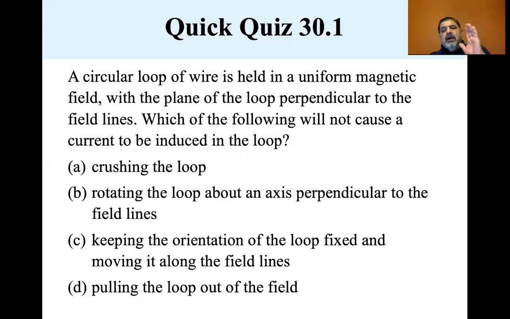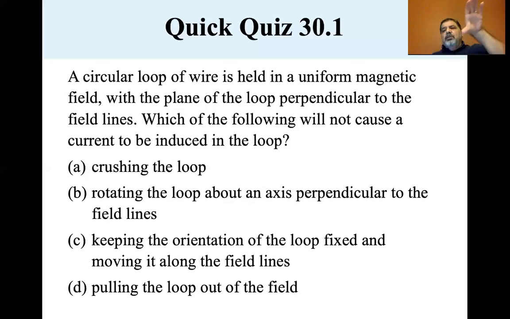Keeping the orientation of the loop fixed and moving it along the field lines. Well, that one may be a little tricky, because if it's a uniform magnetic field, it's not a changing magnetic field. Like if it was on the end of a magnet, the magnet is not uniform. It kind of grows. So if you were to do any kind of changing, you would feel it. But if it's truly a uniform magnetic field, it wouldn't sense the change.